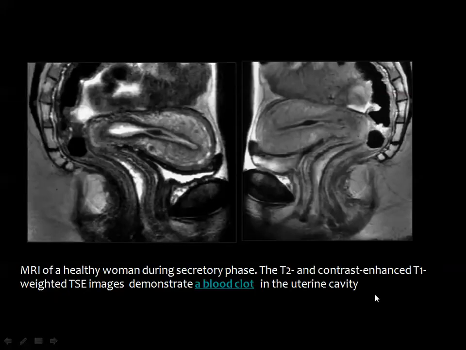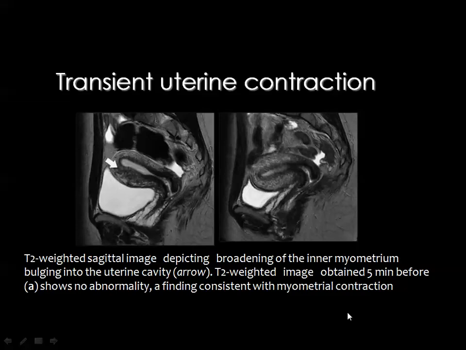And this is the appearance of the uterus during the menstrual cycle. This is T1 and this is T2 weighted image, and you can identify the phase by the presence of blood clots inside the uterine cavity. And this is an important issue.